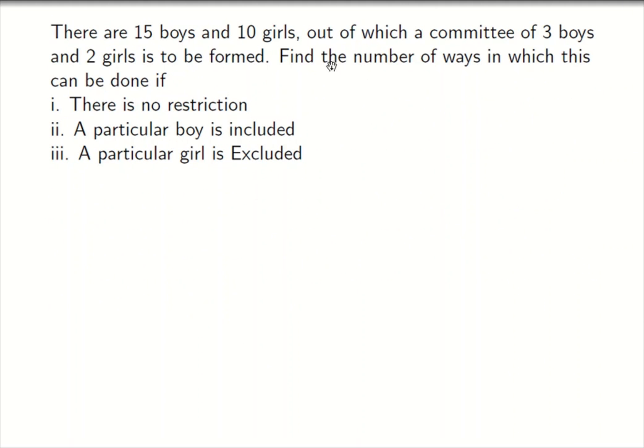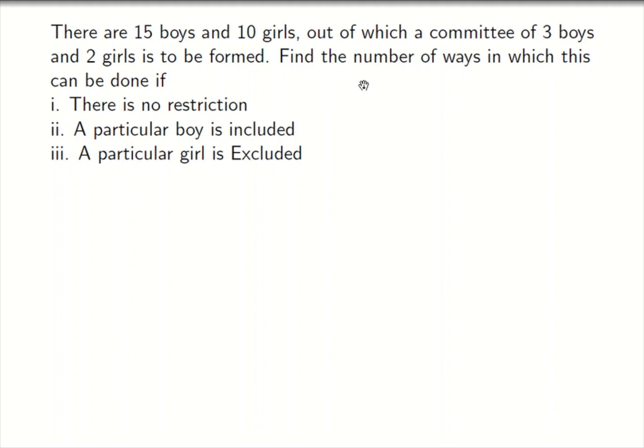Okay, so there are 15 boys and 10 girls, out of which a committee of 3 boys and 2 girls is to be formed. Find the number of ways in which this can be done if 1. there is no restriction, 2. a particular boy is included, 3. a particular girl is excluded. Let's look at the question clearly. We have 15 boys and 10 girls, total how many? 25 people. And then we are supposed to form a committee of 3 boys and 2 girls.